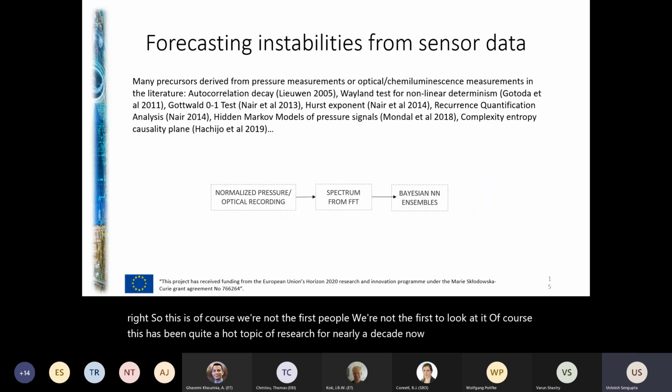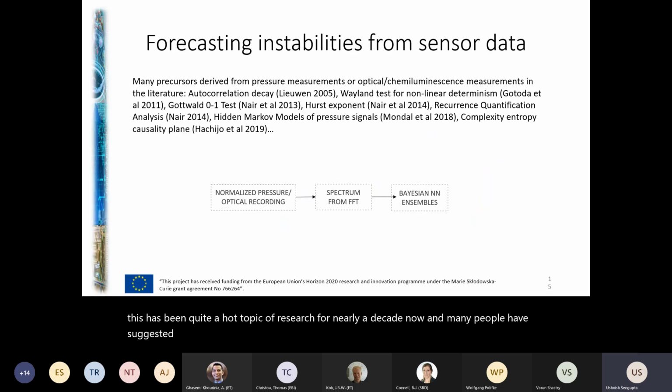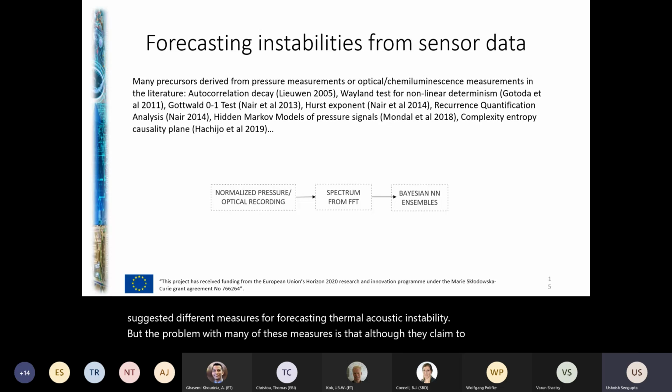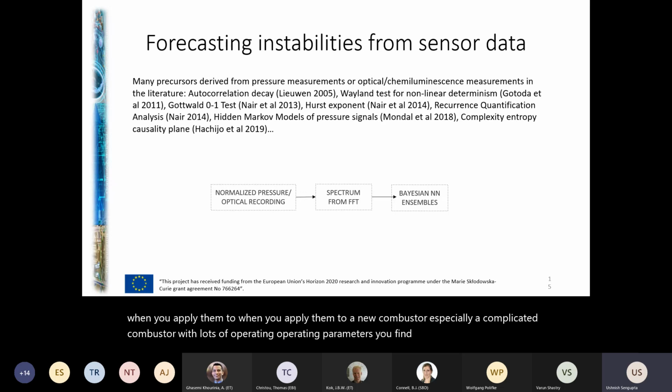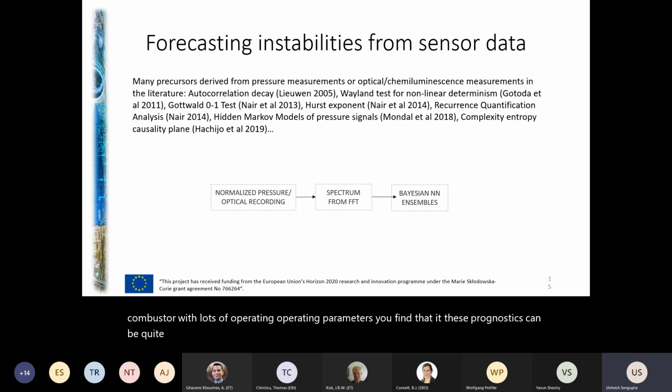And many people have suggested different measures for forecasting thermoacoustic instability. But the problem with many of these measures is that although they claim to be universal, when you apply them to a new combustor, especially a complicated combustor with lots of operating parameters, you find that these prognostics can be quite noisy. And if they're noisy, you can't rely on them to forecast thermoacoustic instability accurately. That's not very useful.